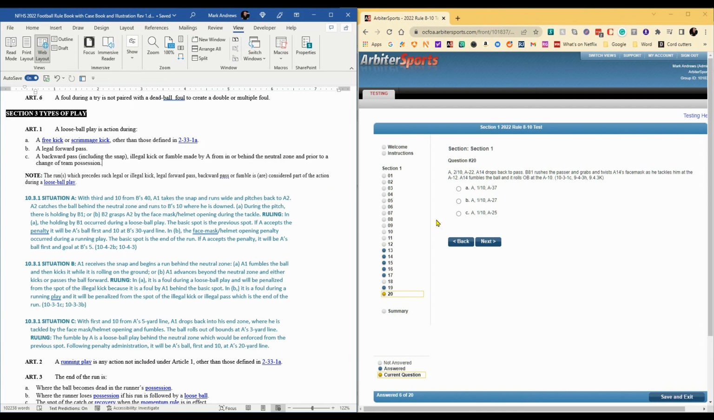Enforcement is previous spot. So we're going to go to the 22, mark off 15 yards. It'll be A's ball, 1st and 10 at the A37. The answer is A. I am out of here. Thanks, guys. Hope you learned something.